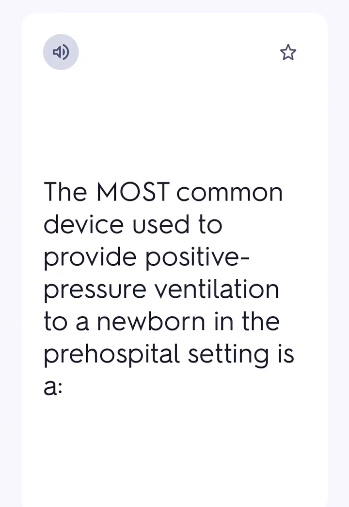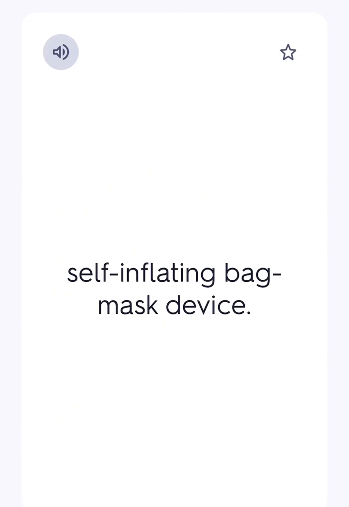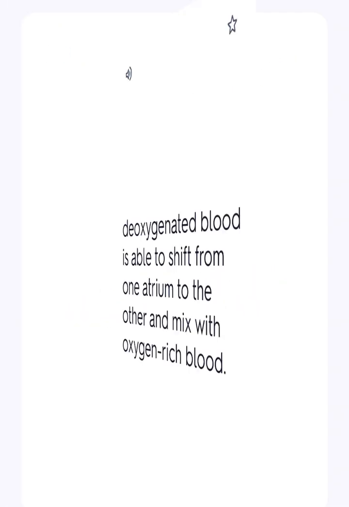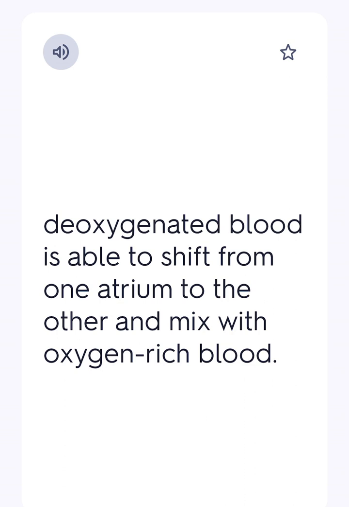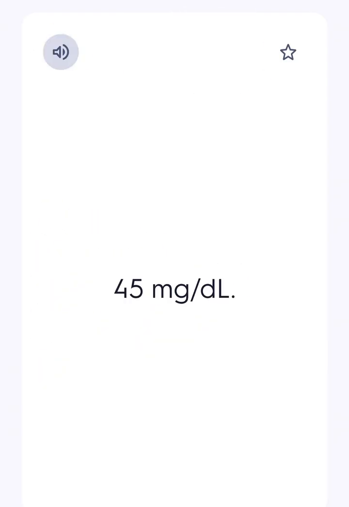The most common device used to provide positive pressure ventilation to a newborn in the pre-hospital setting is a self-inflating bag mask device. When an atrial septal defect is present, deoxygenated blood is able to shift from one atrium to the other and mix with oxygen-rich blood. Newborn hypoglycemia is defined as a blood glucose level lower than 45 mg per deciliter.